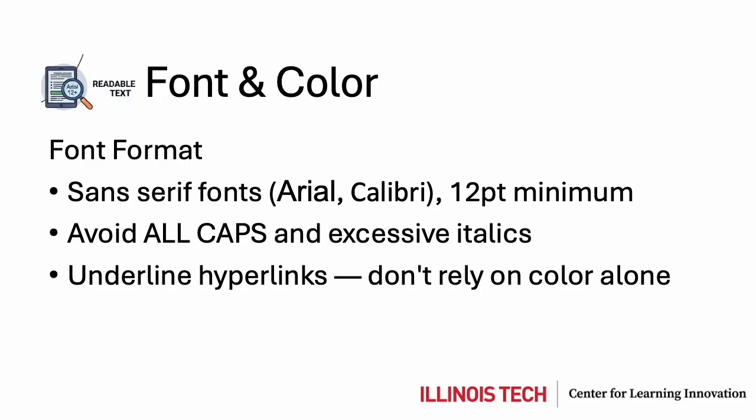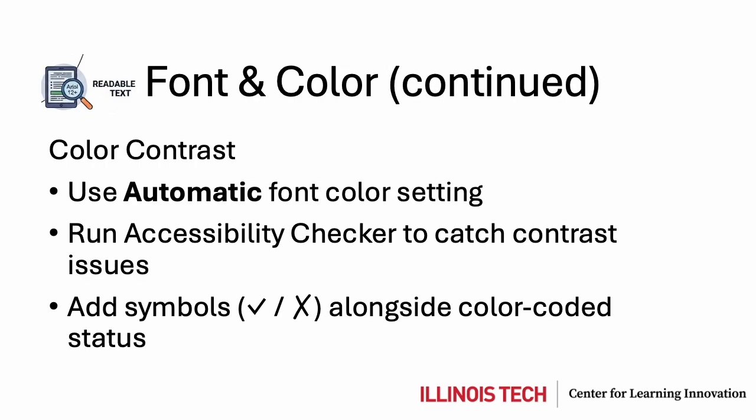When creating hyperlinks, always underline them and avoid relying on color alone to indicate that they are links. This helps users who may have color vision deficiencies or other visual impairments. Color should never be the only way information is communicated. Whenever possible, use Word's automatic font color setting to help maintain sufficient contrast. It's also a good idea to run the accessibility checker to identify potential contrast issues. We'll talk more about the checker in a little bit.